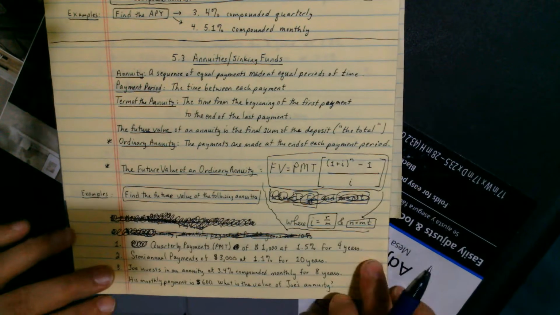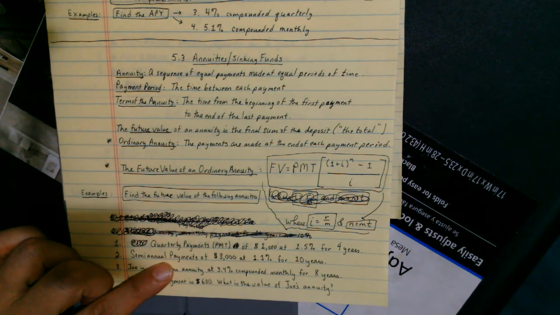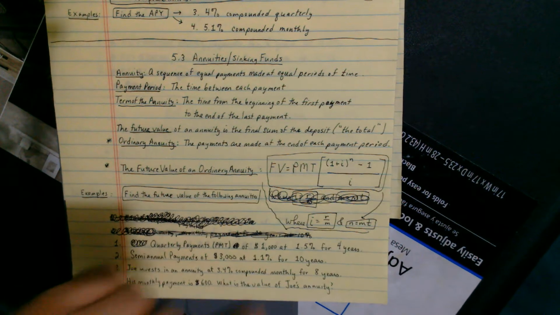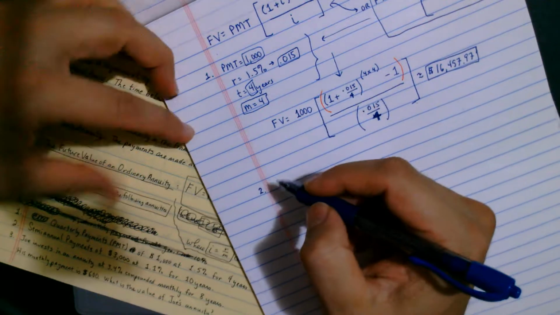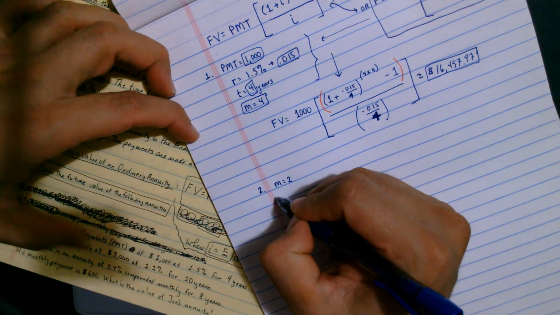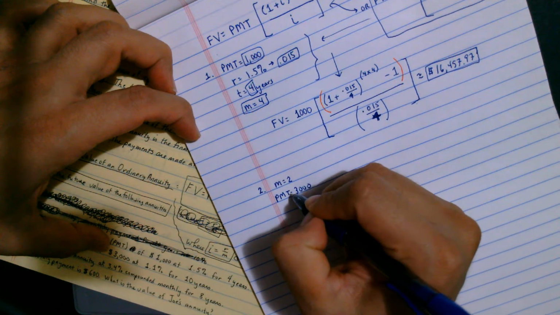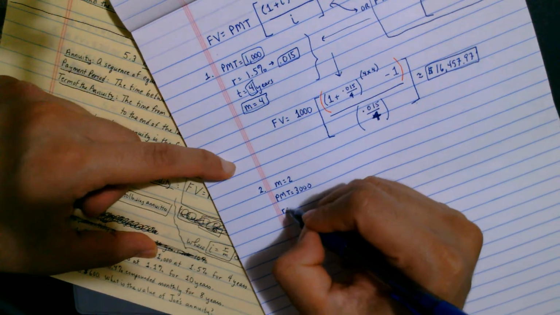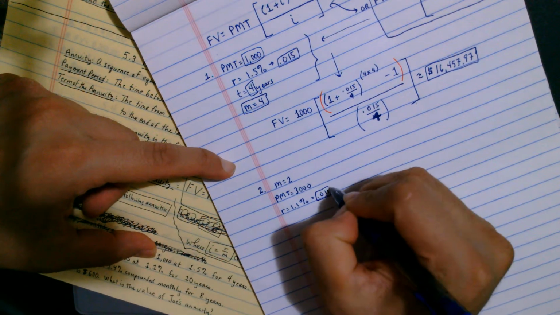But if you have semi-annual payments of $3,000 at 1.1% for 10 years, what would the future value be? So let's see if I can kind of squeeze this. I'll turn this a little bit. In number 2, it says semi-annual. So M is 2. The payment is $3,000. The interest rate is 1.1%, which is 0.011.